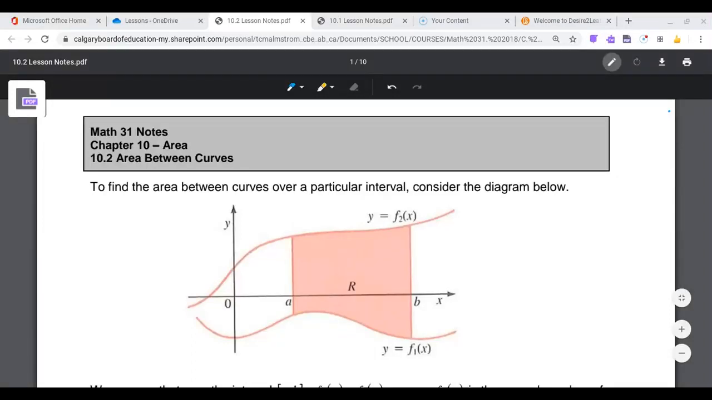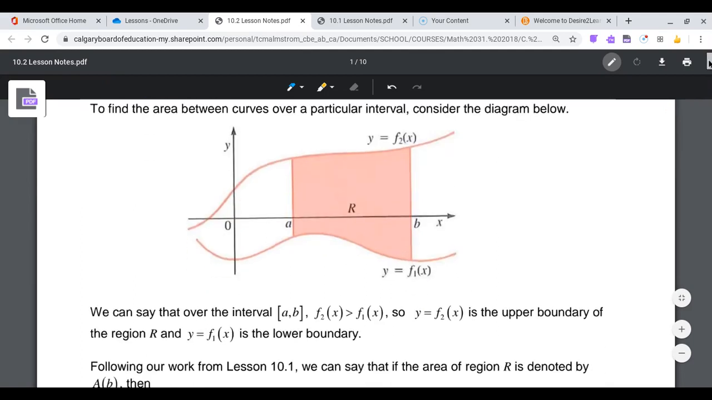Okay, 10.2. So in 10.1, we looked at the area under a curve, and now in 10.2, we're going to look at the area between two curves. So look at this lovely diagram we got here. We've got a lower curve, down here, this is my lower curve, or lower boundary. And then I have an upper curve, or upper boundary.